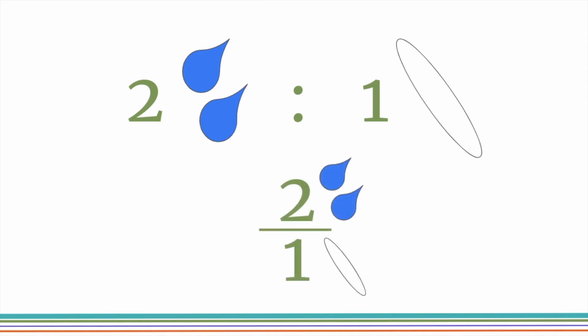We can also write ratios as fractions, 2/1 in this scenario. If we decide to add more rice, we would also need to increase the water by a proportional amount. A proportion is a statement that 2 ratios are equivalent to each other.